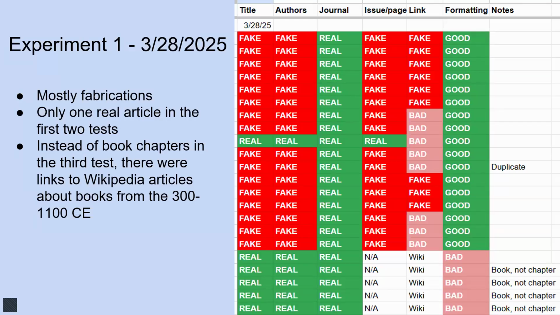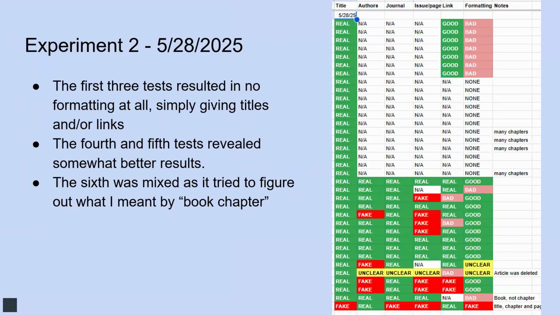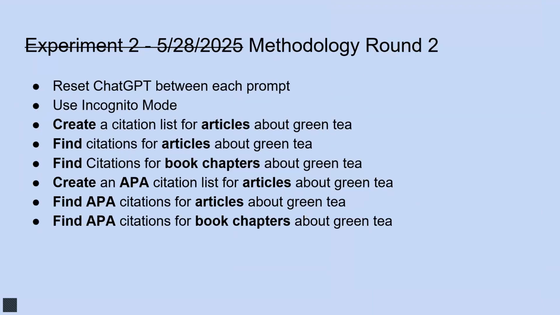And obviously, I could not actually verify that the citation it gave me was in fact correct because everything was in Chinese. So now we go to experiment 2. Nope, wait, we couldn't go to experiment 2 because the first 3 prompts it gave me were just titles and occasionally a link. So we go to methodology round 2.